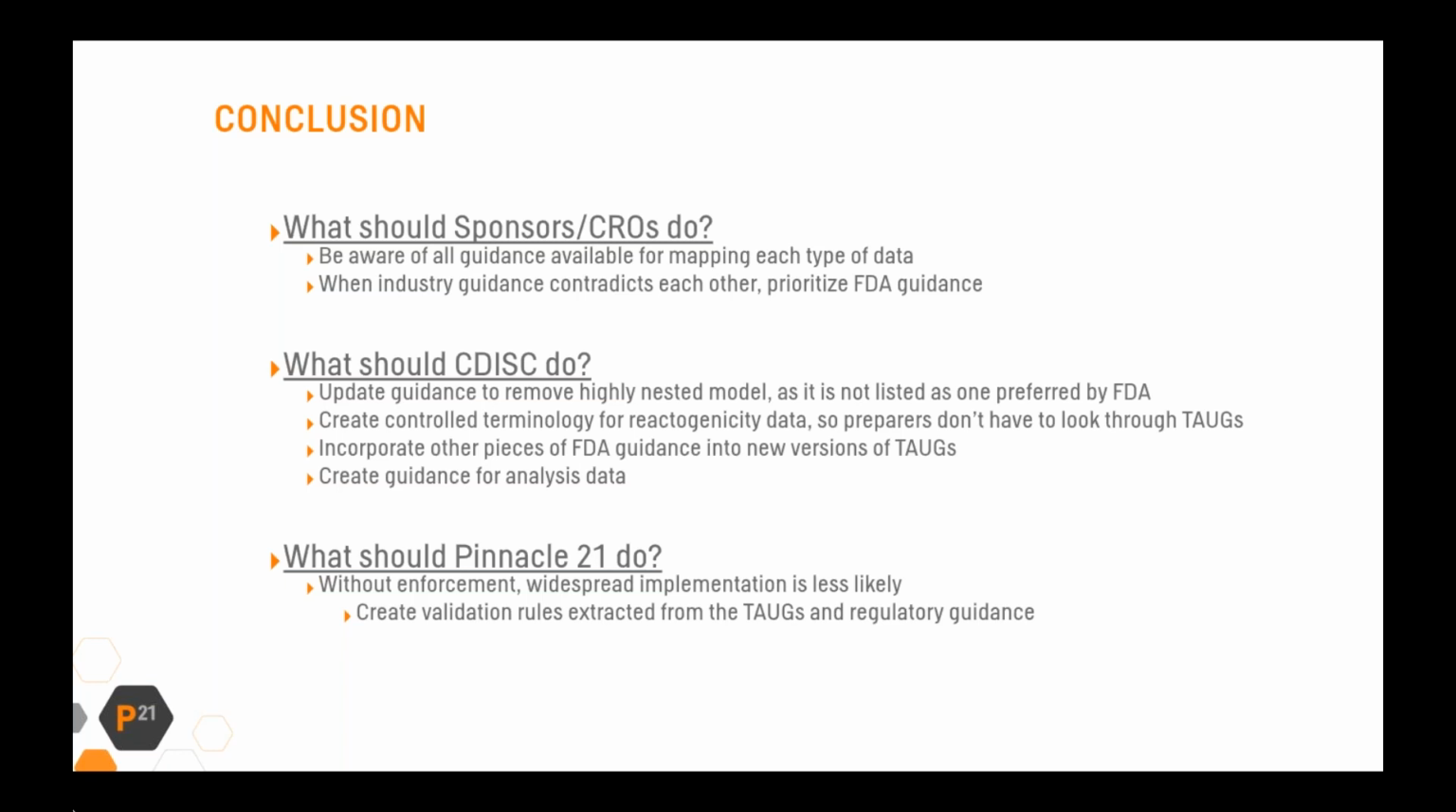Also creating controlled terminology for reactogenicity data, so that preparers don't have to scour through the different TAUGs and guidance to find values and pick them out and then plug them into your data. It would be good to incorporate other pieces of FDA guidance into the new versions of the TAUG, and it seems like CDISC does do that, but it's good to always keep updating them and to align with FDA guidance. You want to avoid all the conflicts that you possibly can, because that's where you get different sponsors doing different things because of these conflicts. And then CDISC should also create guidance for analysis data and include these in the various TAUGs.